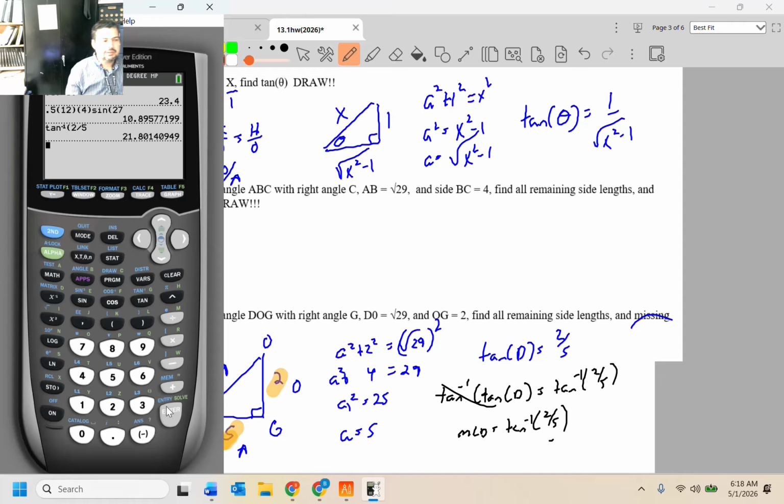21 point, let's say, I really like to round to the second decimal, 21.8.